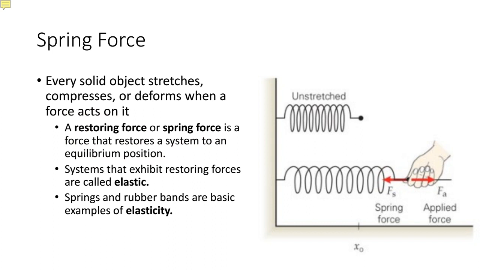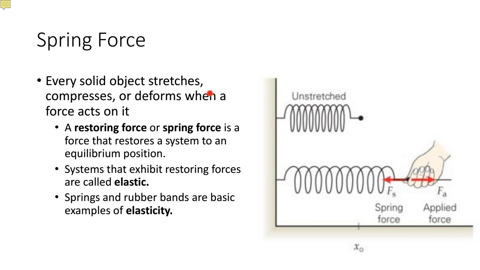For example, if you smush your face, you're going to deform your face by applying a force with your fingers as you smush it. When you let go, your face goes back to normal through its own restoring or spring force. Any system that has a restoring force is called elastic. Basic examples are springs and rubber bands.